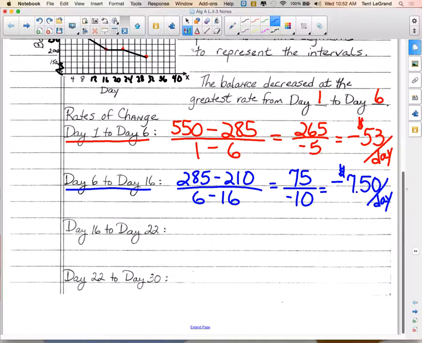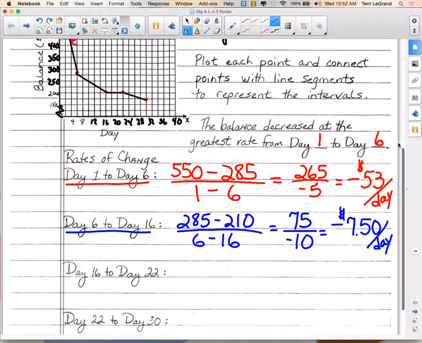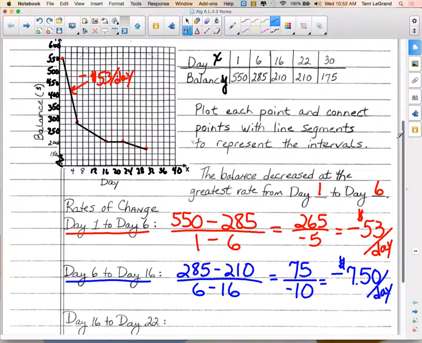Okay? So already, you can see that first interval has a greater decrease than this one. So let's go to our graph now and let's put this one, I think I'll just write it down here just so I don't have them on top of each other, a negative $7.50 per day. It's decreasing at an average rate of $7.50 a day.